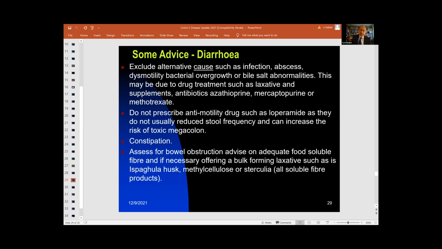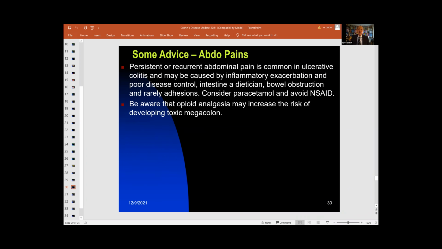For constipation, a bulk-forming laxative such as ispaghula husk or methylcellulose is all that is needed to improve and control diarrhea and constipation. For abdominal pains, opioids should not be used, as they would cause masking of symptoms and also maybe worsening of conditions such as hypotension from loss of fluids. Paracetamol is usually advised, but not non-steroidal anti-inflammatory drugs.